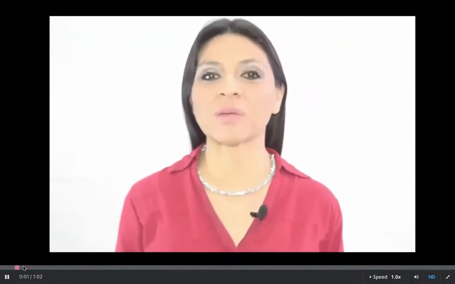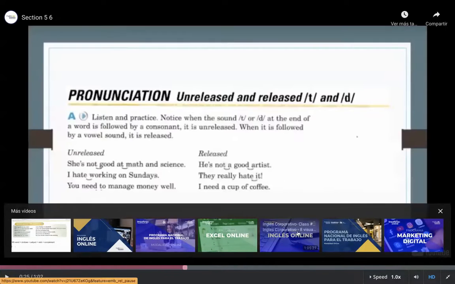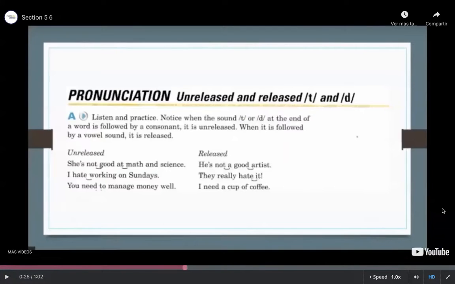Hi, everyone. We want you to do this as many times as you need. What is the idea of released and unreleased? Really, the idea is simple. It's only that if you put the words together, she's not good at, instead of saying she's not good. The released is that we separate the sounds. Unreleased is you pronounce like together, okay? Like when the people say, I'm gonna go, instead of saying, I am going to go. That's the idea. They mix the sounds together. That's the difference.